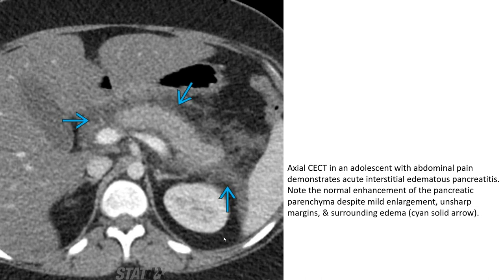The axial contrast-enhanced CT in an adolescent with abdominal pain demonstrates acute interstitial edematous pancreatitis, showing normal enhancement of the pancreatic parenchyma despite a mildly enlarged gland with surrounding edema.